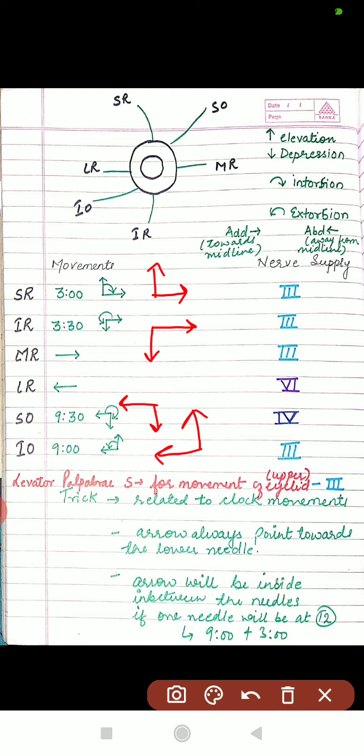Now what about intorsion or extorsion? Because we all know that the left side arrow is indicating abduction, and the right side arrow is adduction movement, upward movement is elevation, and downward movement is depression. So what about the arrows? Wherever 3 o'clock and 9 o'clock is there, you just have to draw the arrows inside. That will be intorsion. 3 o'clock and 9 o'clock, it will be intorsion only. So like this.